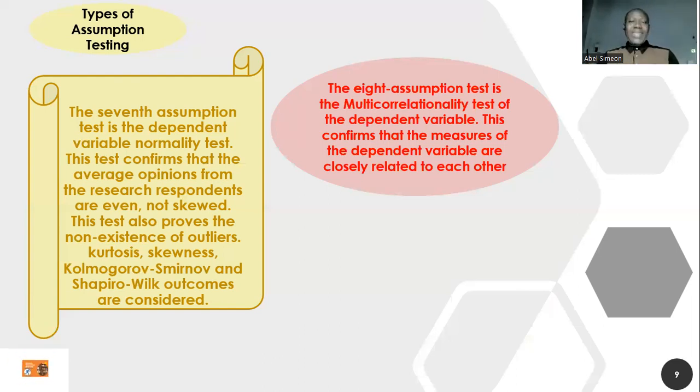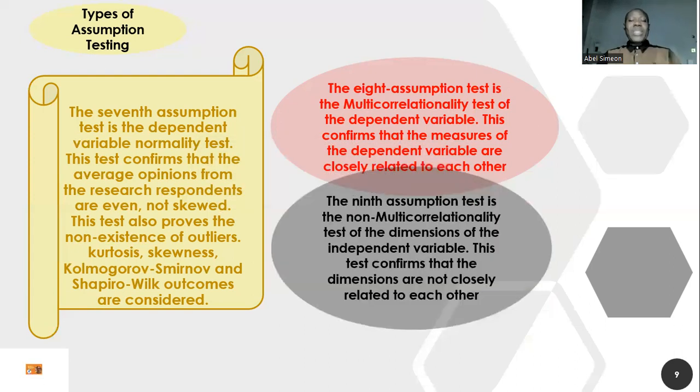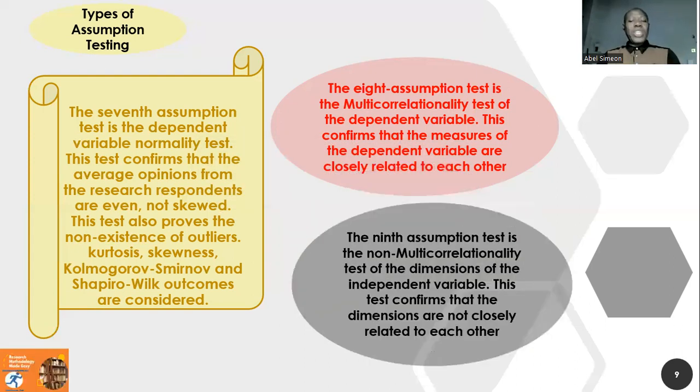Then conversely, the ninth test has to do with the non-multicollinearity test of the dimensions of your independent variable. This confirms that the dimensions are not closely related, that they are good. If their dimensions are closely related, then it is as good as one variable. All of them are just one. They must have disparity, maybe 0.2, 0.3 correlation, even 0 point something, no problem. But once it is up to 0.5, 0.6, then they are becoming too close.